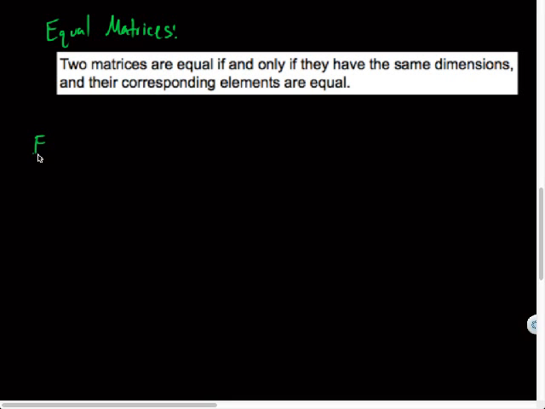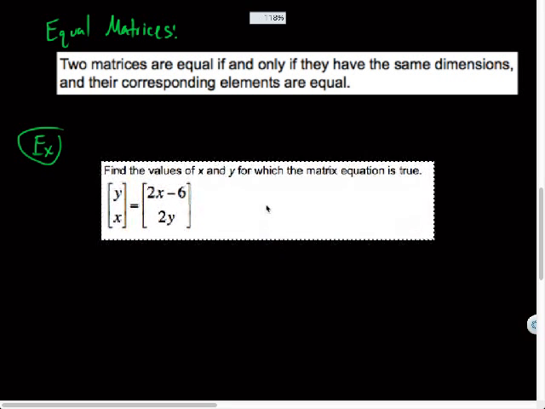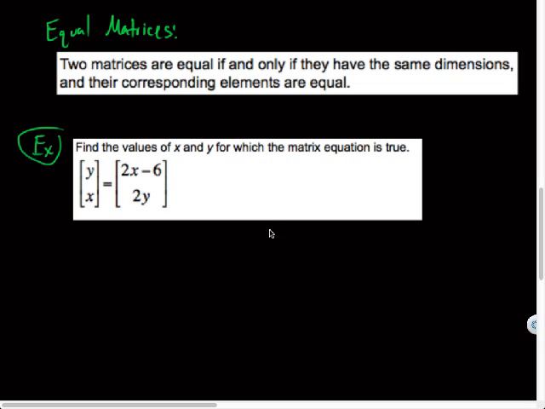So let's put this to use. Start off with this kind of problem here. So here's an example. It says, find the values of x and y for which the matrix equation is true. So first of all, what are the sizes of these matrices? 2 rows, 1 column, right? 2 by 1. Is this one a 2 by 1 matrix? It's 2 by 1, yeah.